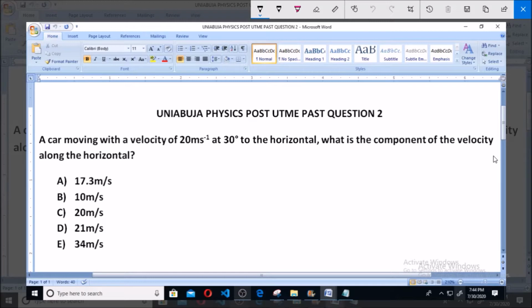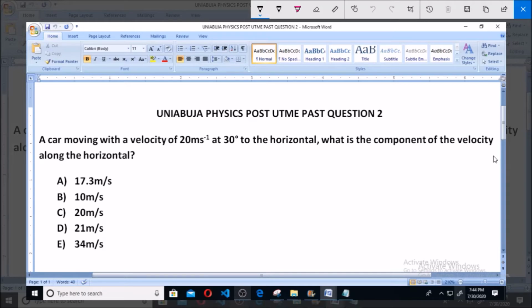Option A, 17.3 meters per second. Option B, 10 meters per second. Option C, 20 meters per second. Option D, 21 meters per second. Option E, 34 meters per second.